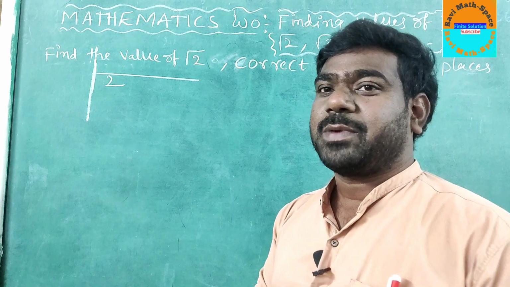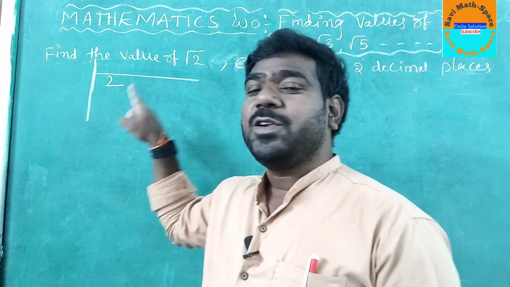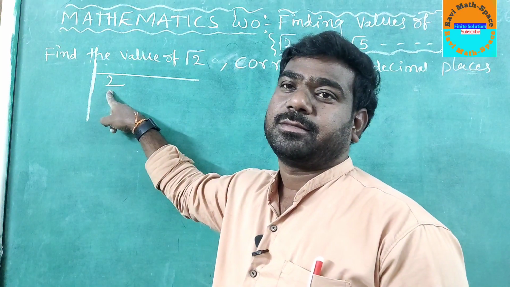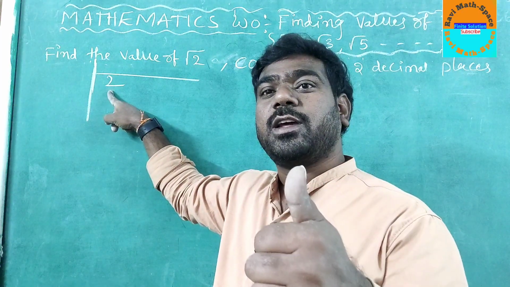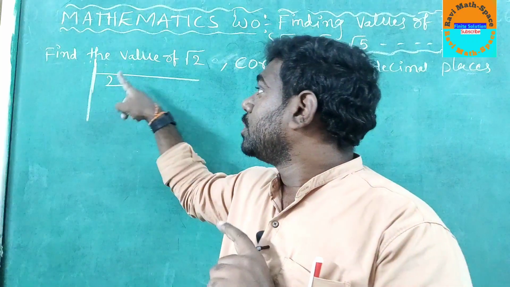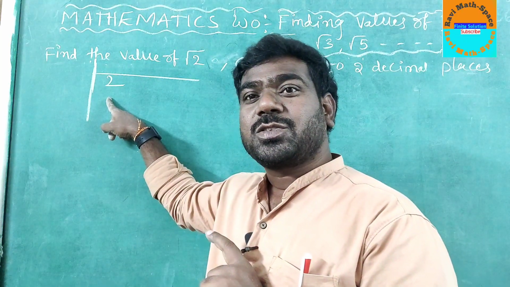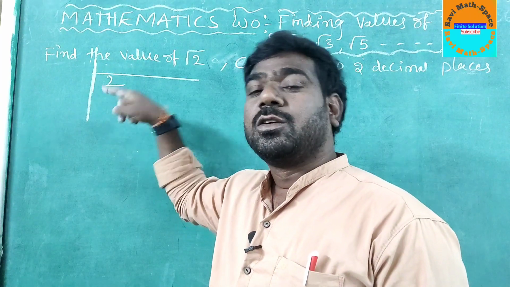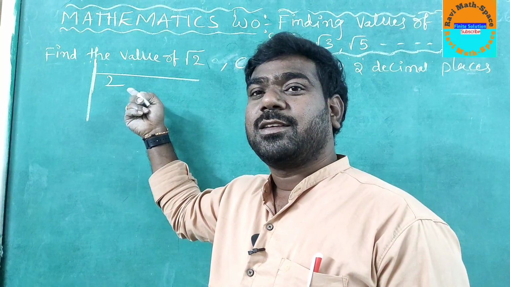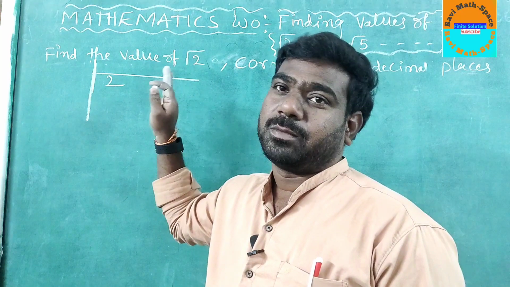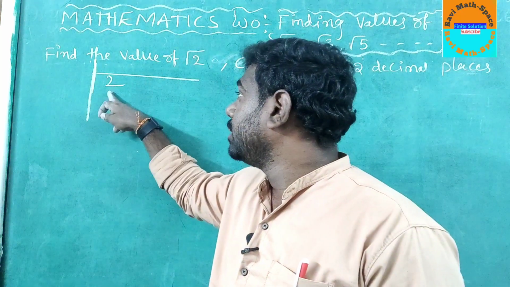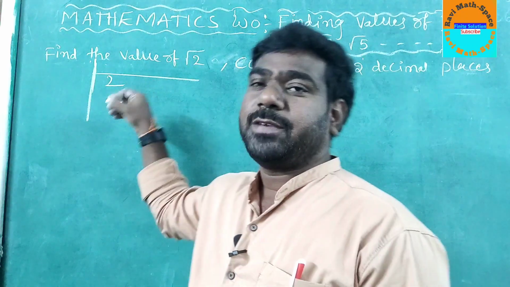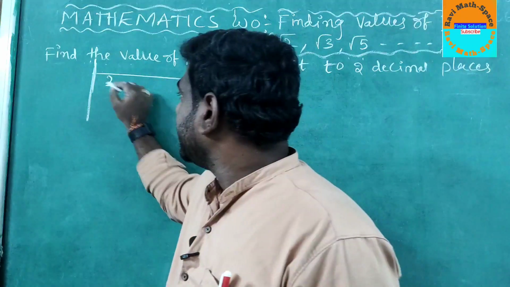What is the first step here? First we consider the nearest square of the given number. So 1 is the nearest square of the given number. Why? Because 1 square is 1. 2 square is 4, and 4 is very big compared to this number. That's why we can take 1 directly.